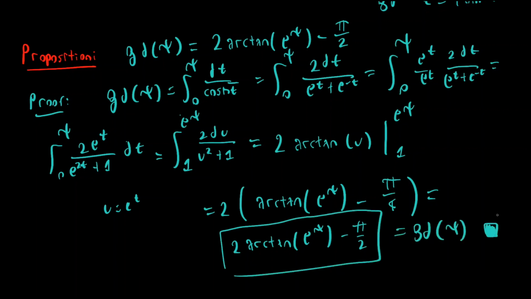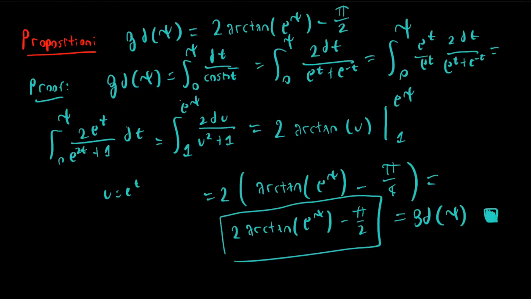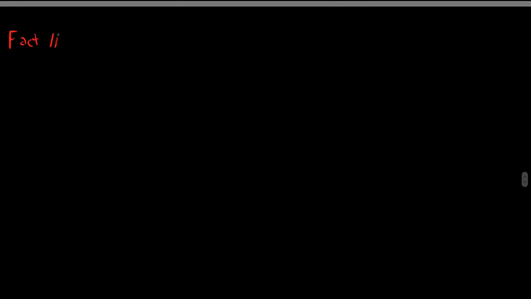So this proved the relation that we used earlier to show the relationship between the Gudermannian function and the Mercator projection. Another interesting identity about the Gudermannian function is the following, and we're going to write it down here because the space is finishing. Fact number 2: the Gudermannian function of psi is equal to the arctangent of the hyperbolic sine of psi.